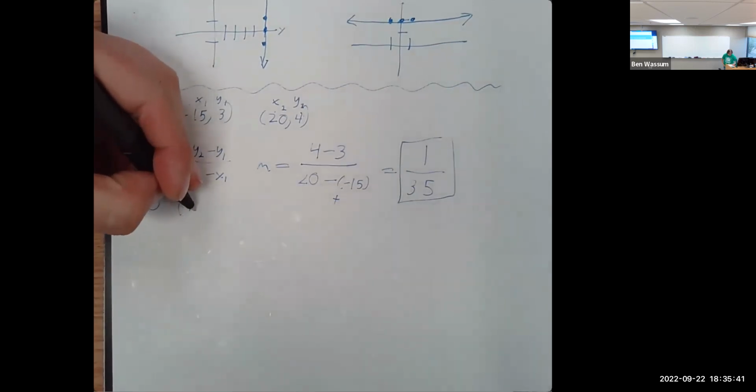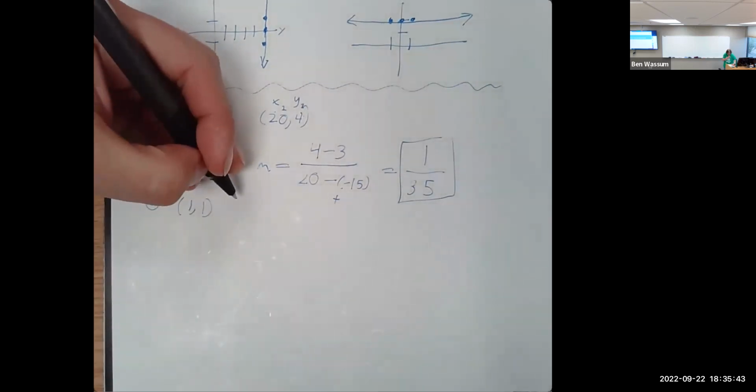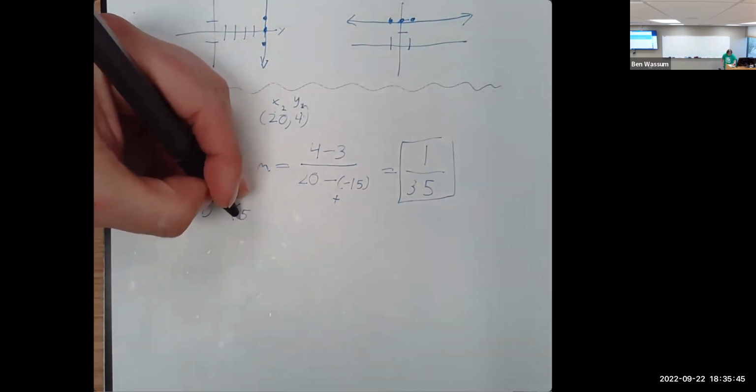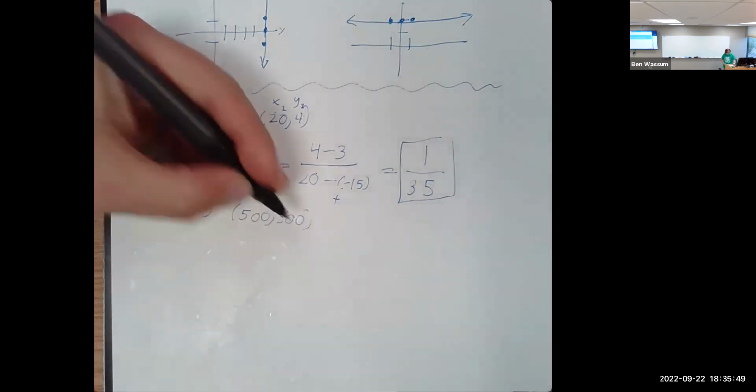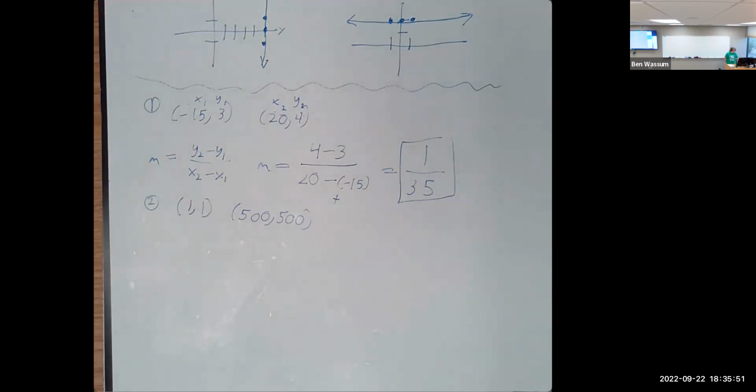So the next one is asking for the slope between 1, 1 and 500, 500. This one I mainly wrote down here to demonstrate that it doesn't matter which points you pick on a line to find the slope. As long as they're on the line, the slope is going to be the same between any 2 points on that line.